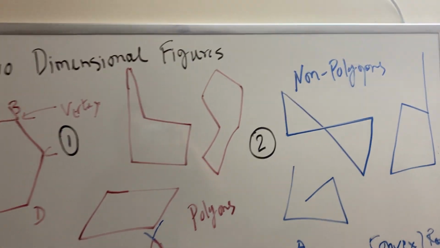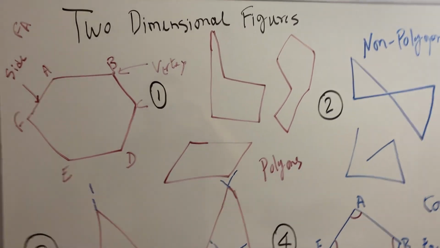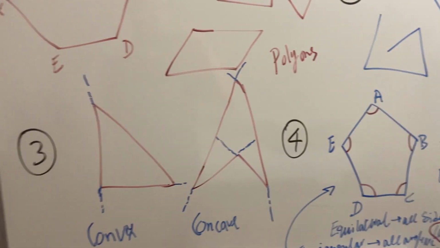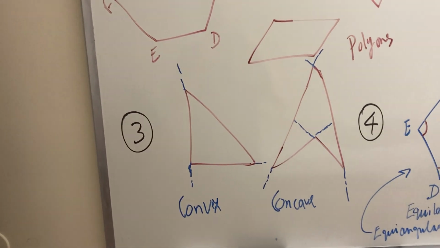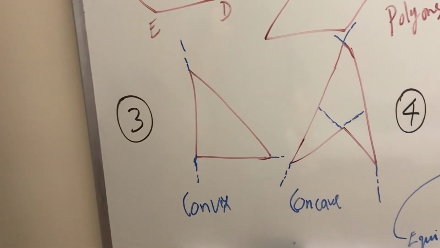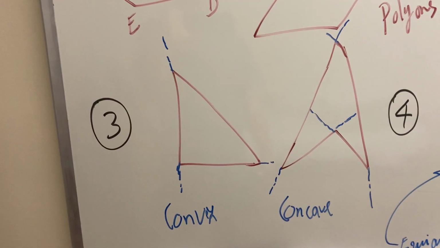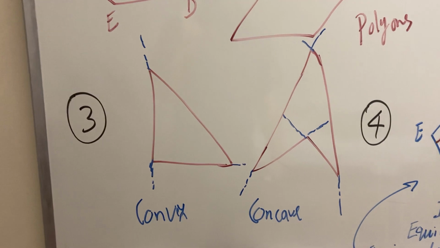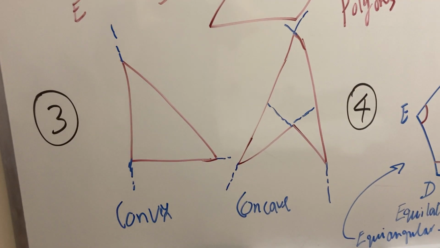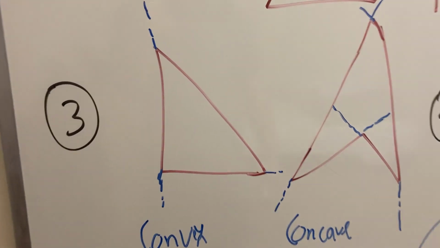Okay, so we learned about polygons and non-polygons. Now let's dive a little deeper. There are two categories of polygon: one is convex, the other is concave. What is the difference between these two? You will see these terms in science as well, when they talk about light.